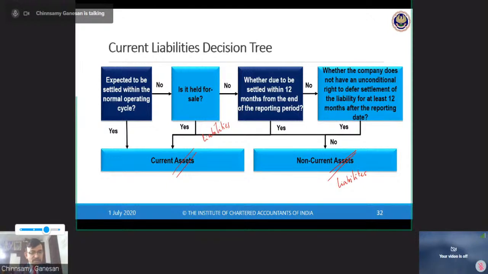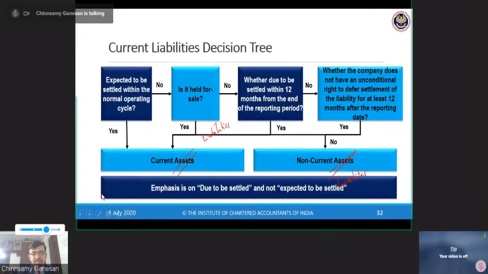So in that case, the entire term loan will be treated as non-current liability in the first year. When it comes to 2021, what happens? One installment is due in 2022. That portion will be treated as current maturities of long-term debt, and the balance will be shown as non-current liability. I think you must be clear on this as well. The important point which I wanted to tell you is that 'expected to be settled' is not applicable. 'Due to be settled' is applicable. That is where there could be different scenarios.